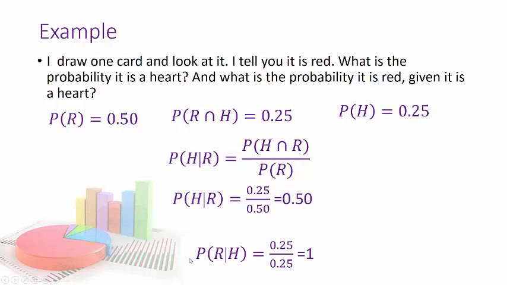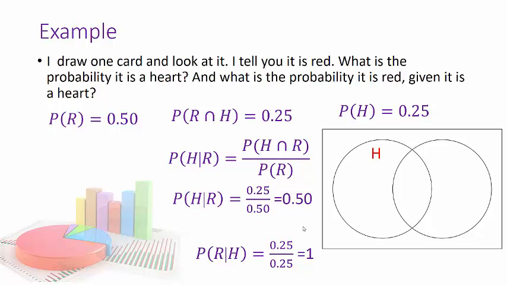And if I fill in for red given heart, that means red and heart, that's 0.25. Probability of a heart, that's 0.25. That's 100%. And intuitively, you knew that. If you got a heart, you know it has to be red. So finally, let's look at the picture.